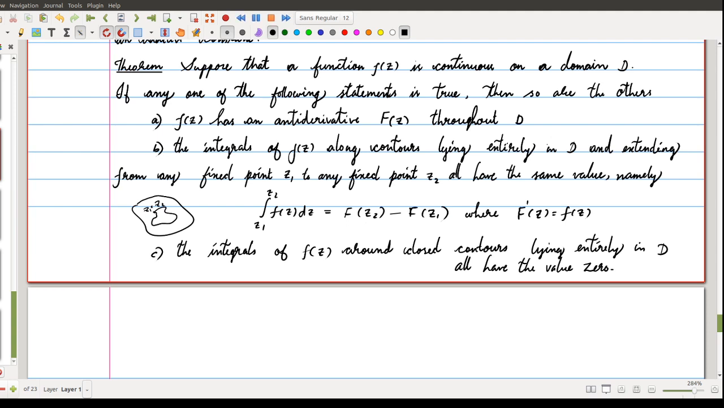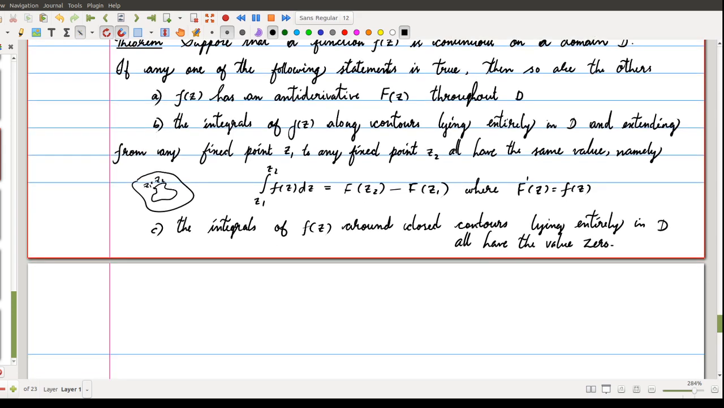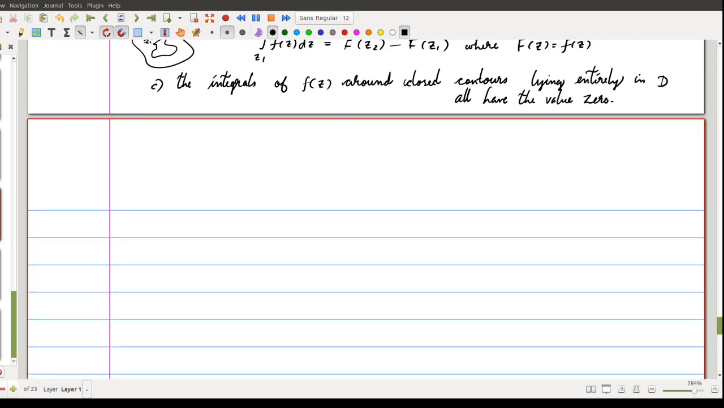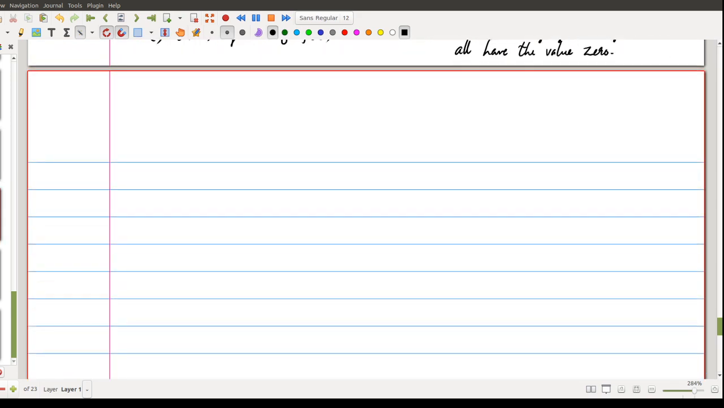The proof of this theorem is given in section 45. Fortunately or unfortunately, that section 45 is not included in our syllabus, so we are not going to elaborate on the proof of this theorem, and you are not supposed to study the proof of this theorem as well. So we move on to do some illustrative problems regarding this theorem.